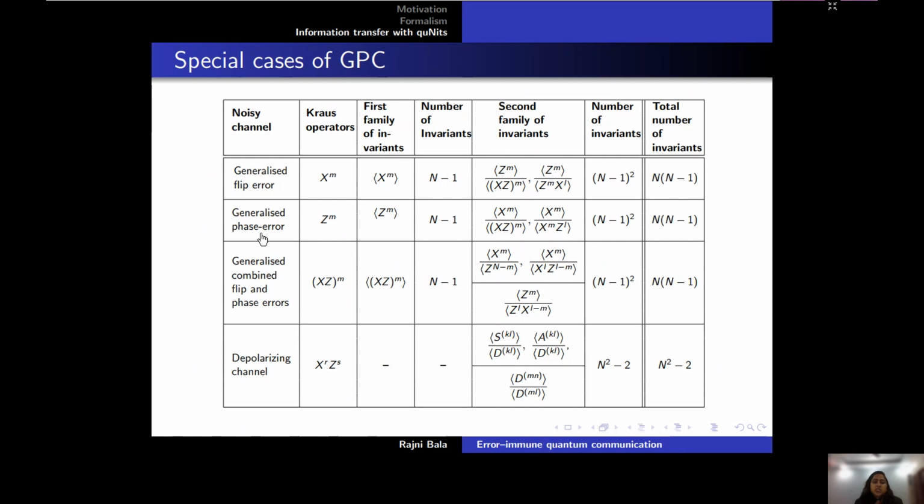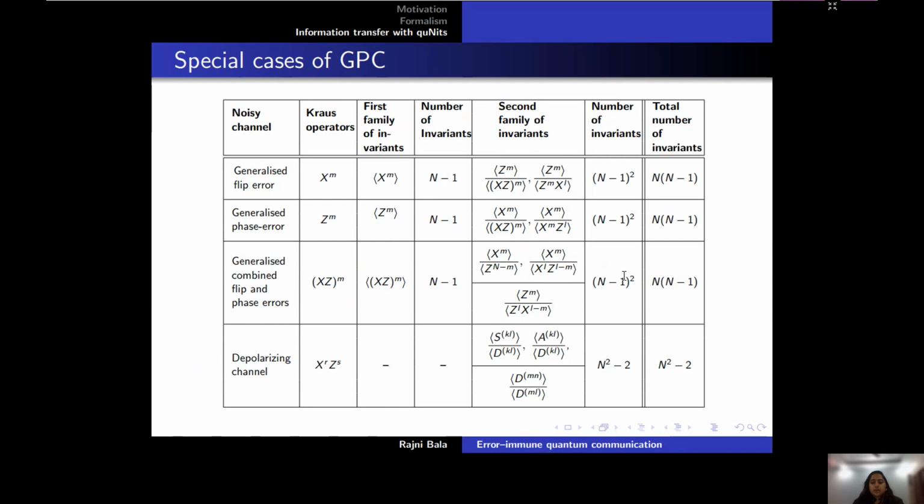Similarly, if we consider the generalized phase error, which is a higher dimensional generalization of the phase flip error, again we have n minus 1 invariants from the first family and n minus 1 whole squared invariants from the second family. Thus, having in total n minus 1 independent invariants. Similarly, considering the generalized combined flip and phase error, again we have n minus 1 invariants from the first family and n minus 1 whole squared invariants from the second family.